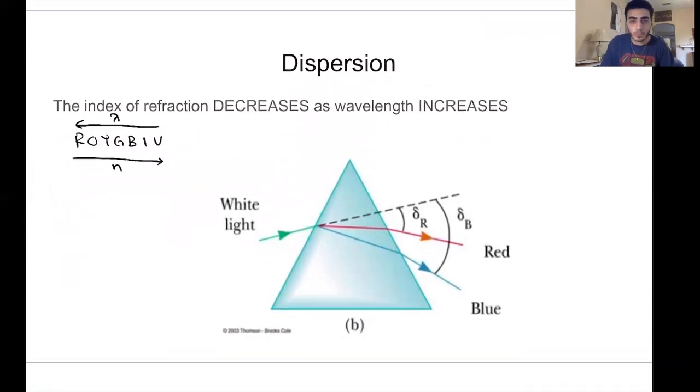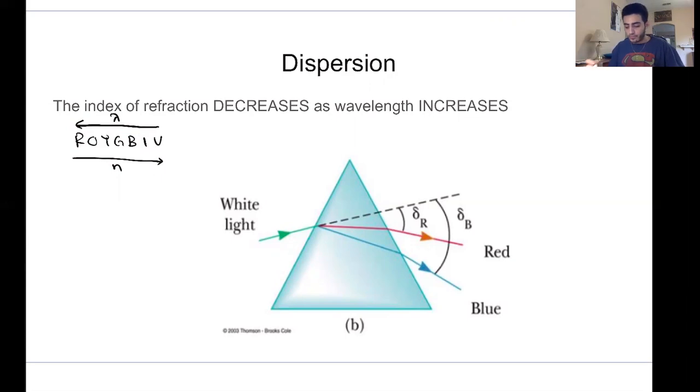So let's talk about dispersion. It's a little bit annoying. After we were talking about the index of refraction, light, the angle, now we're saying that the index of refraction changes based on the type of light, based on the wavelength you have. So a good way to think about this is, this is the visible light spectrum. As the wavelength increases, the index of refraction decreases.